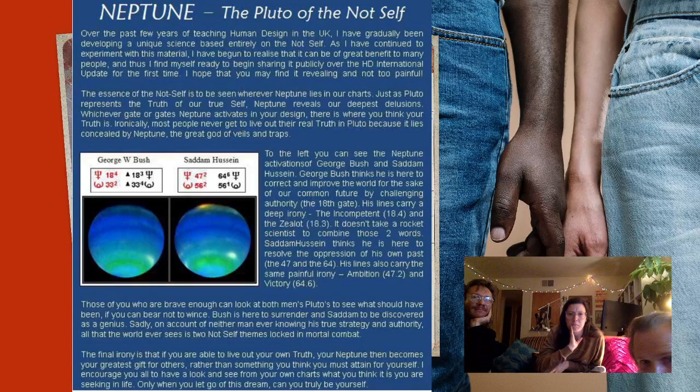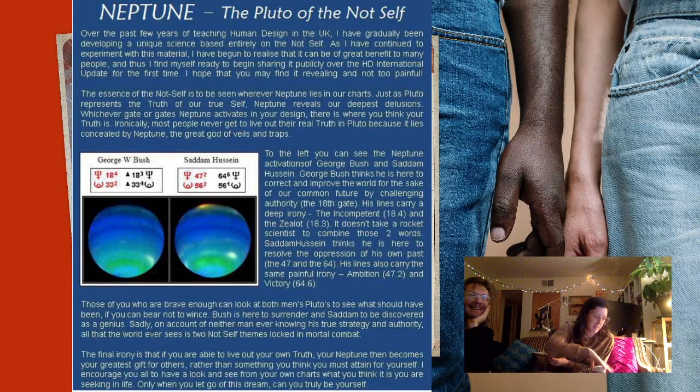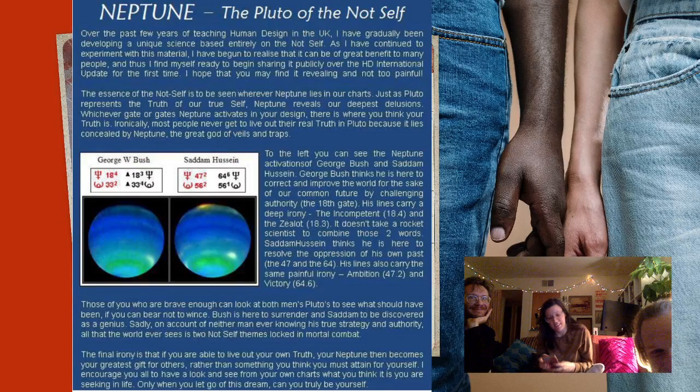Those of you who are brave enough can look at both men's Plutos to see what should have been. Well, George W. Bush was a manifester, and he went on to be a painter, so I think we know what his Pluto was. His Pluto is some art thing. To see what they should have been, if you can bear not to wince. Bush is here to surrender. I see. And Saddam is here to be discovered as a genius.